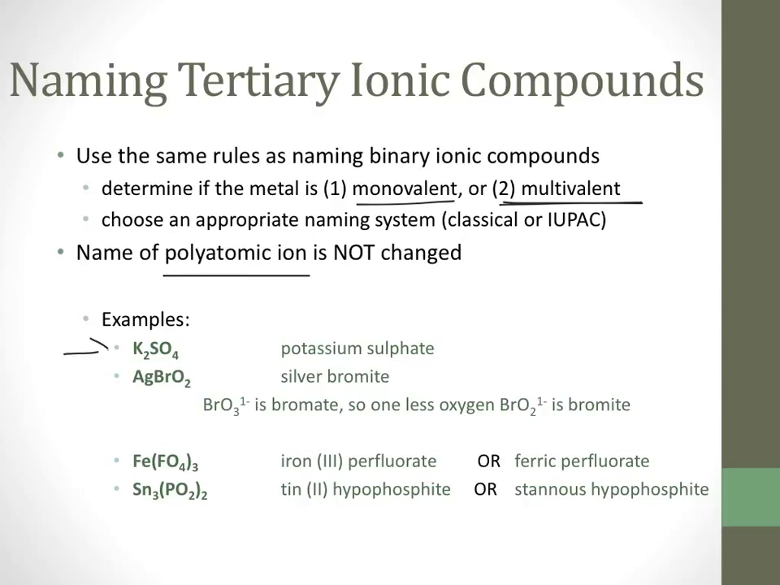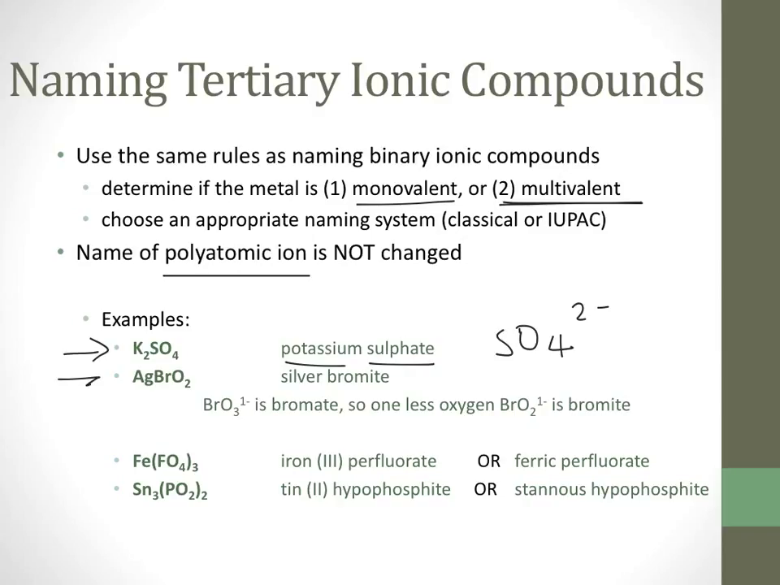In the first example, we can see that our metal is potassium, which is a monovalent element, and so no need to communicate the ionic charge using Roman numerals or using a classical system. The nonmetal is a polyatomic ion, and we need to be familiar with this ion and know its name. This is called sulfate, and putting the 2 parts of the name together, we get potassium sulfate.